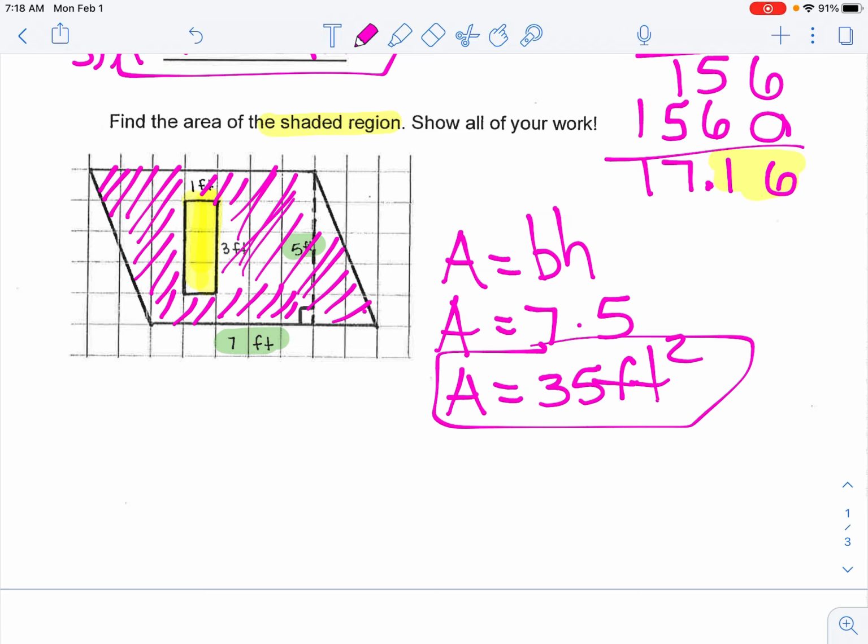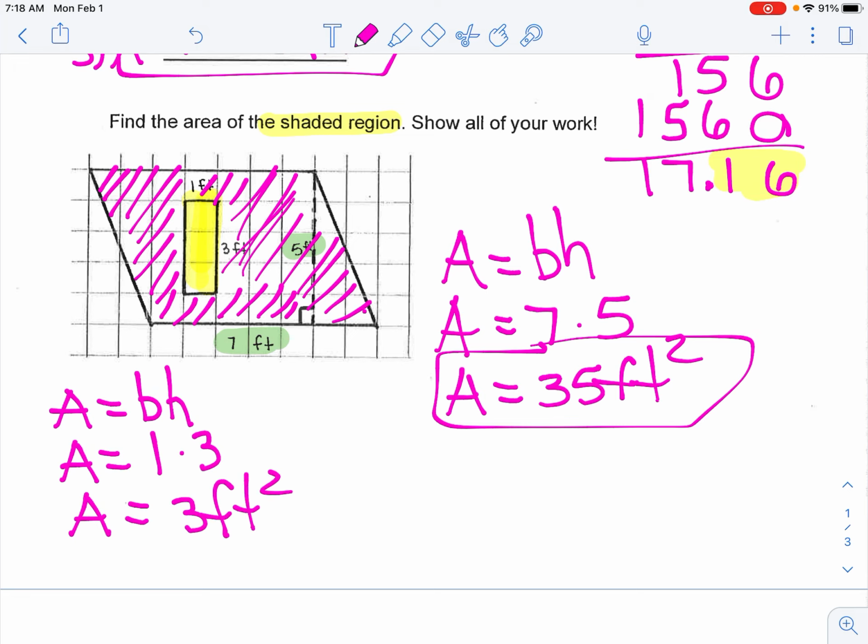But what is the area of that little rectangle that we cut out? Remember, we talked last week about how the area of a rectangle and a parallelogram is both base times height. So now the base of that yellow rectangle is 1 foot. The height of that rectangle is 3 feet. 1 times 3 is 3 feet squared.